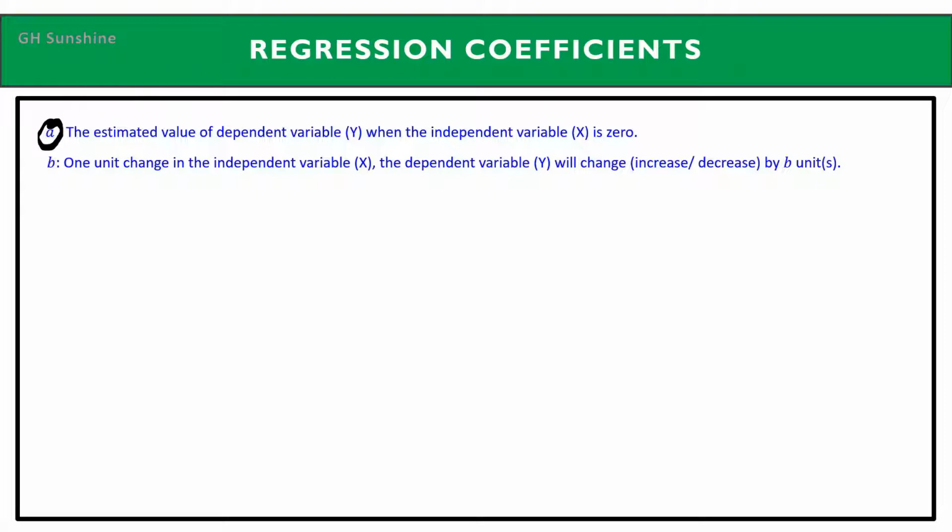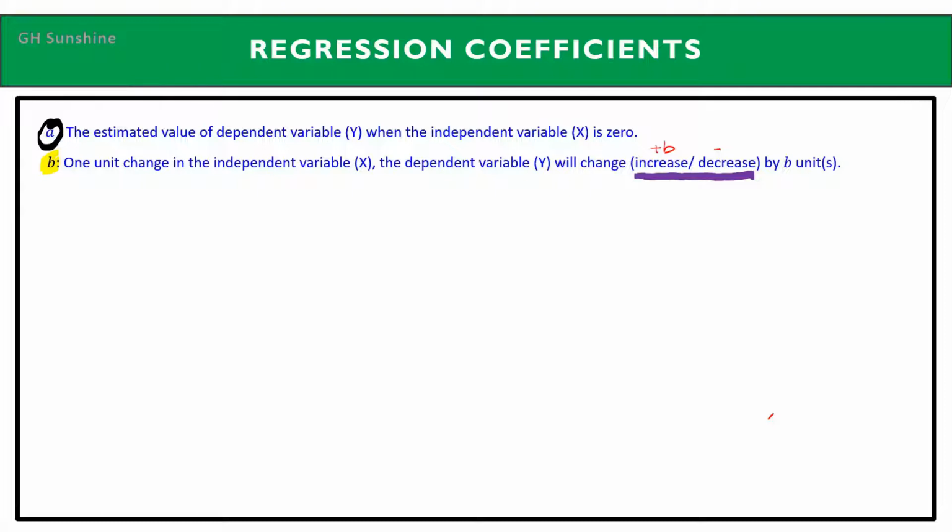Next, b. So b is known as the slope or gradient. To interpret the value of b, you must remember this statement. For one unit change in the independent variable, the dependent variable will change by b units. So look at here, increase or decrease. Let's say the b value is a positive value. So this one, increase. If negative value, decrease.